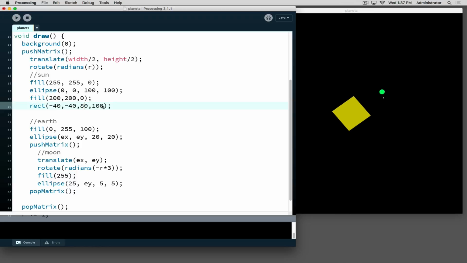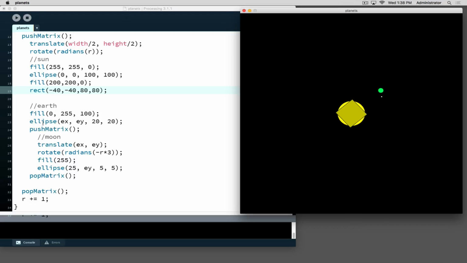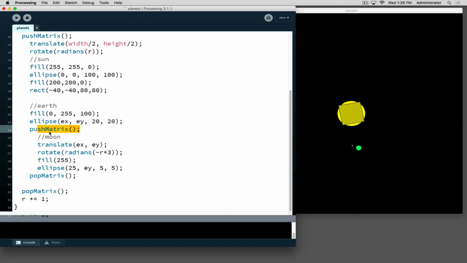Just make it smaller so we can get a circle and a square. We can see how the sun rotates. The planet is following the sun as it moves around. And then I say, well, okay, remember that. Now I'm going to translate the moon to a new location.